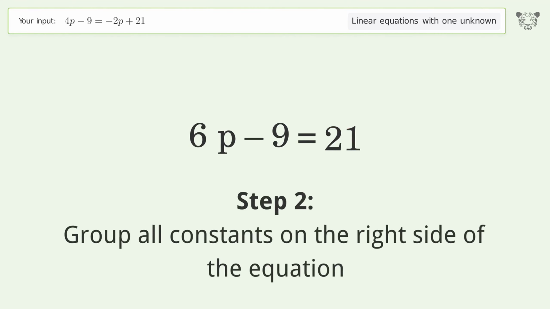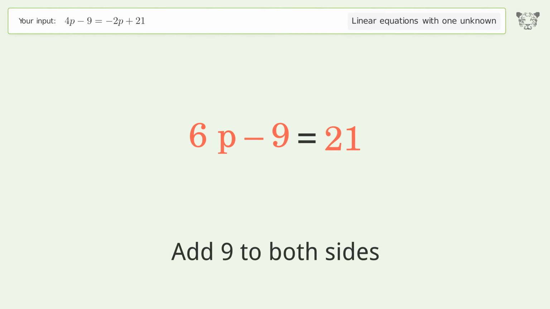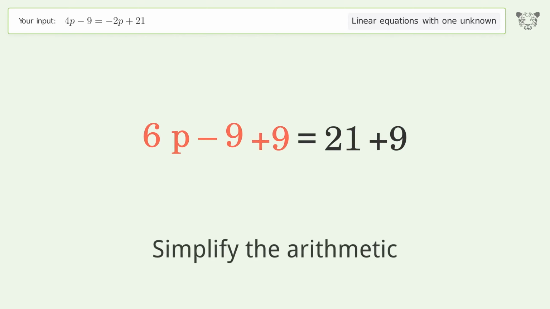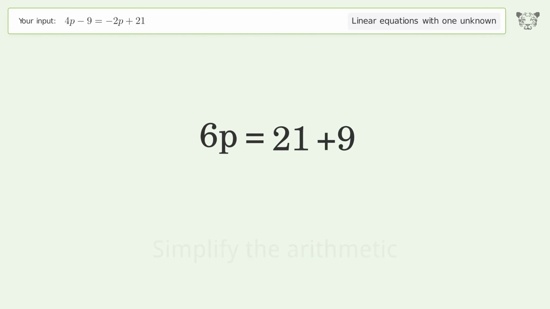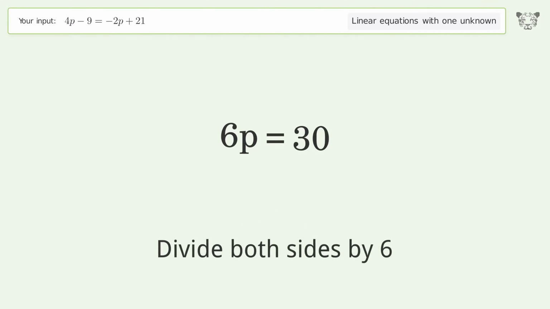Group all constants on the right side of the equation. Add 9 to both sides. Simplify the arithmetic. Isolate the p. Divide both sides by 6.